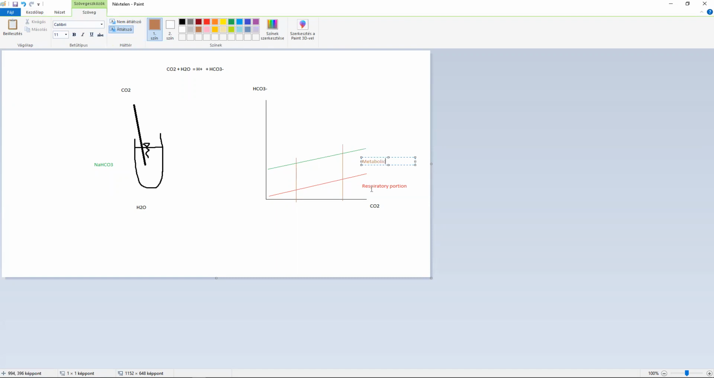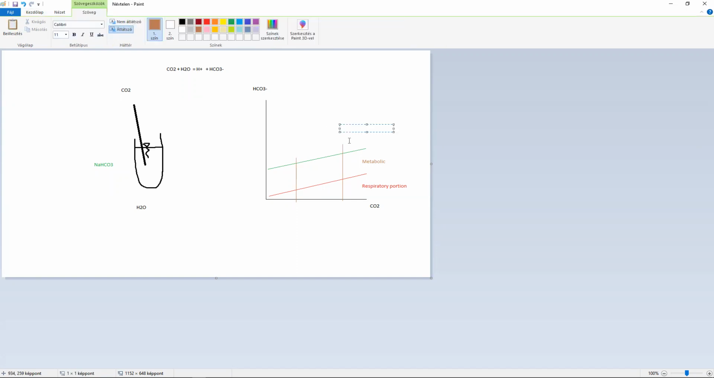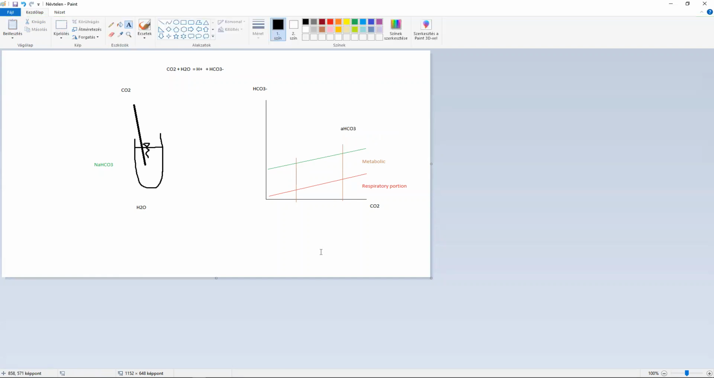And some the respiratory portion. This is why the actual bicarbonate that I do have right here, this is the actual bicarbonate, okay? That's the actual bicarbonate. It will have a metabolic portion and the respiratory portion, all right? So this is understandable. So the problem is that this actual bicarbonate is depending on both respiration and metabolism.